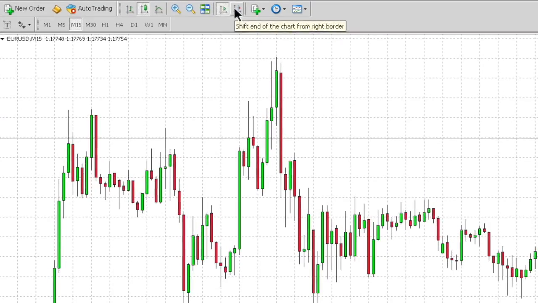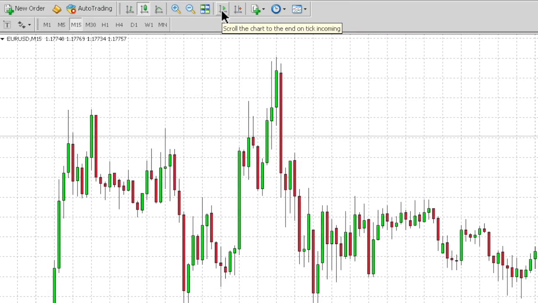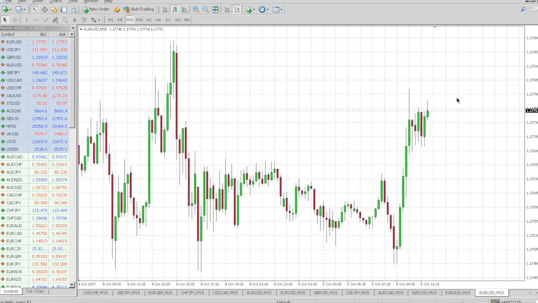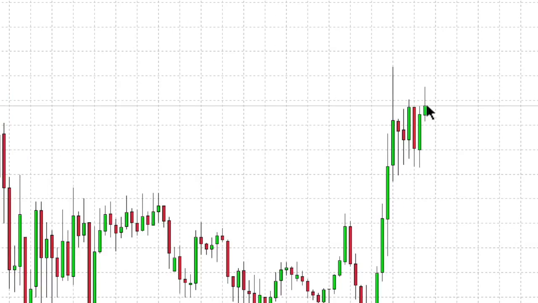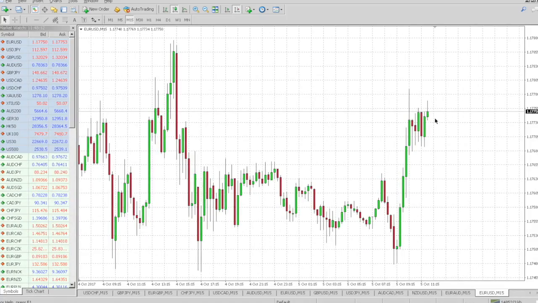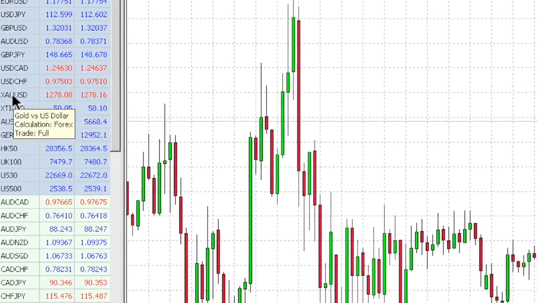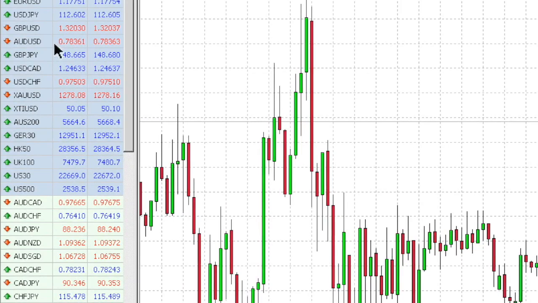Now, I would unclick this green arrow. When you click this green arrow, you will automatically scroll to the right of the chart. All right, so I tend to leave that unclicked. But if I want to go to the right of the chart, I'll click this red arrow. So the moment I click the red arrow, I go right to the end of the chart. So this is the current candle. You can see the market's open now, and you can see the prices are moving. Right, they're moving. It's changing.